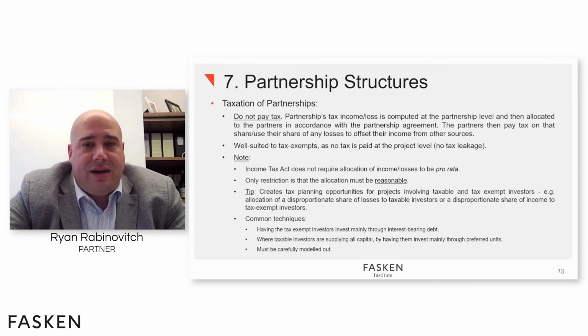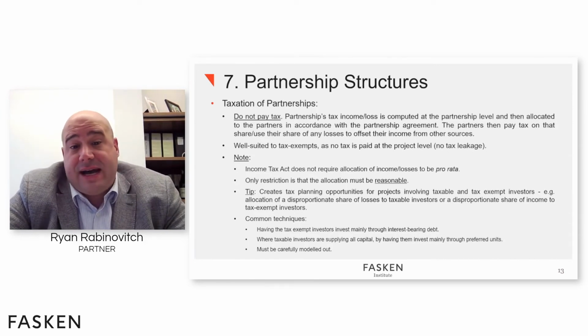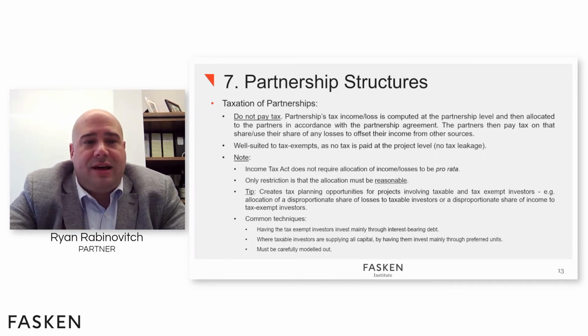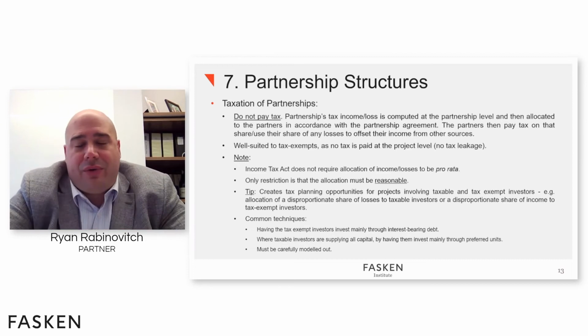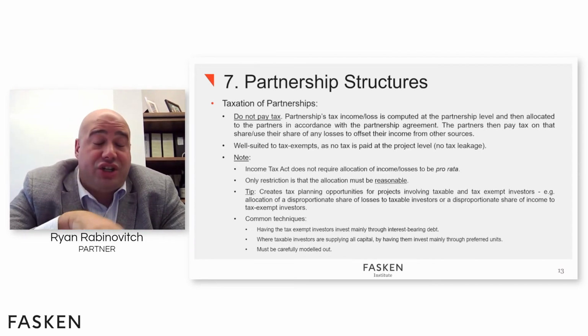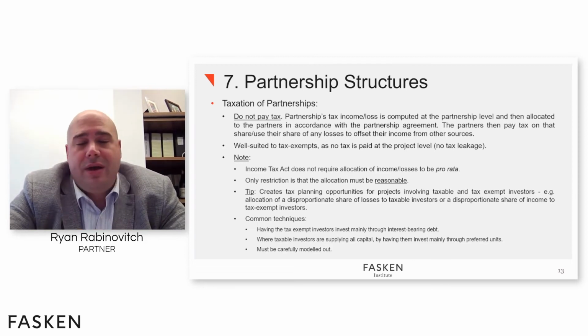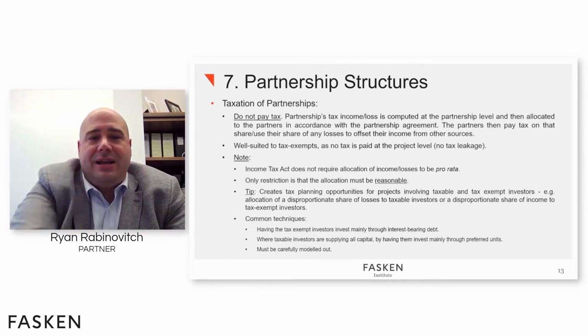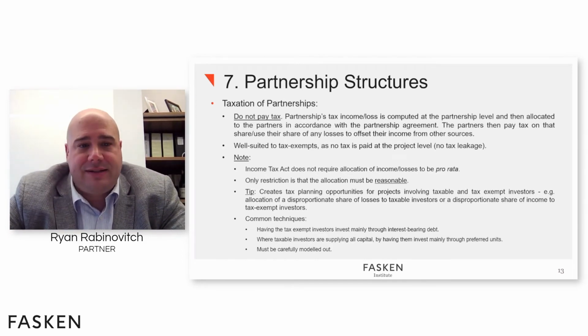And the partners then include the income or the loss on their own tax return. And that's very well suited to tax exempts, because that means no tax is paid at the project level. So again, going back to our example, if the project generates $30 million of income, half of that income is allocated to the tax exempt. You can pay $15 million to the tax exempt, and then the tax exempt is responsible for paying tax on it. And the tax payable is zero because the tax exempt doesn't pay any tax. So that's very nice for a tax exempt.